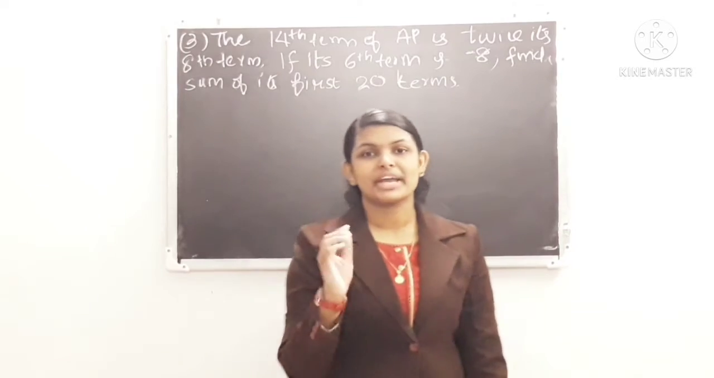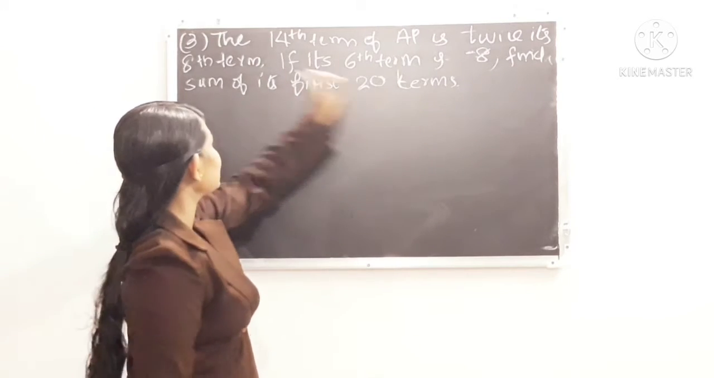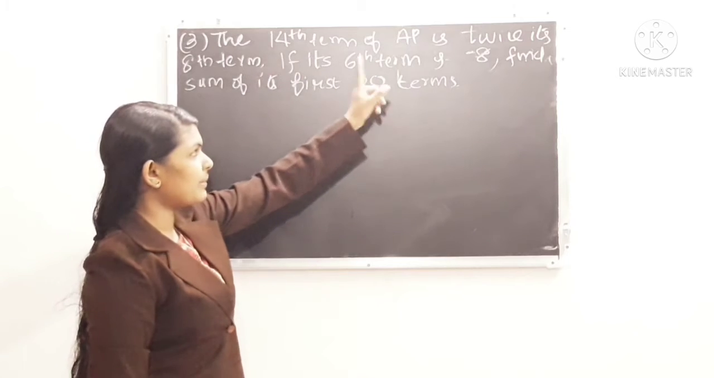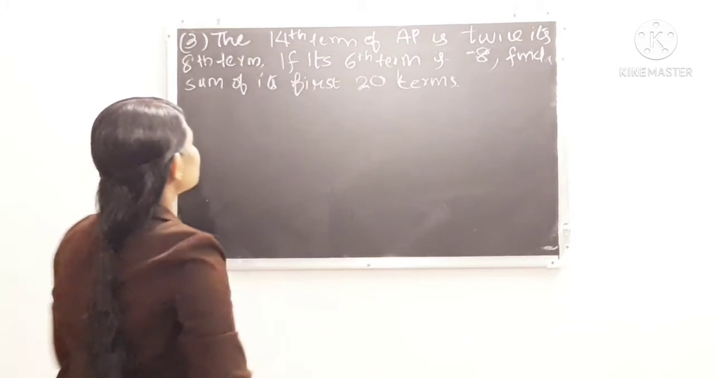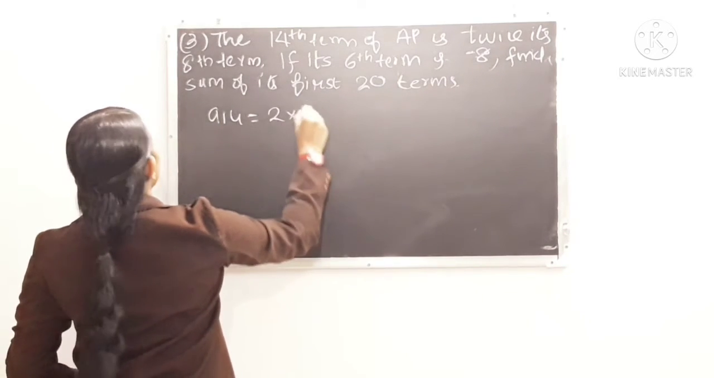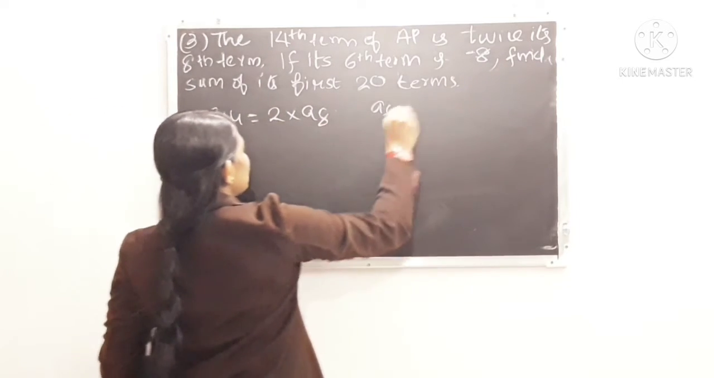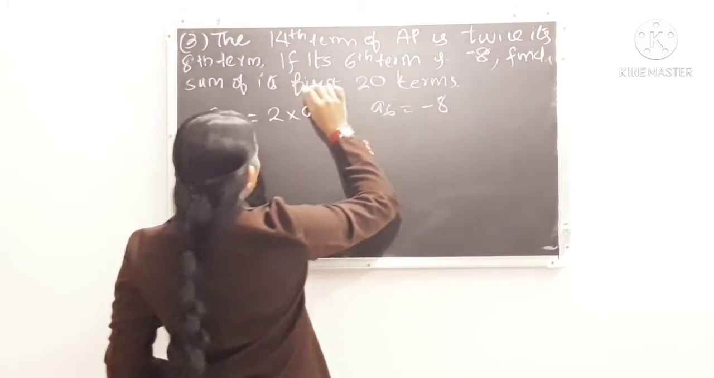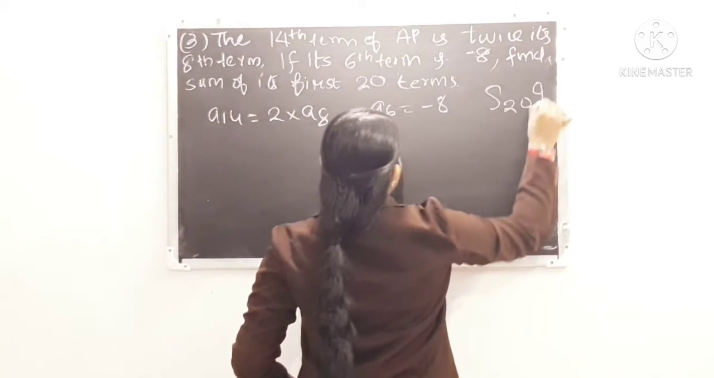Okay. Now we can discuss the third question. The third question is: the 14th term of an AP is twice its 8th term. If its 6th term is minus 8, we have to find the sum of its first 20 terms. So the 14th term of an AP is given as twice the 8th term, and also its 6th term is given as minus 8. Find the sum of its first 20 terms. So we are asked to find S20.